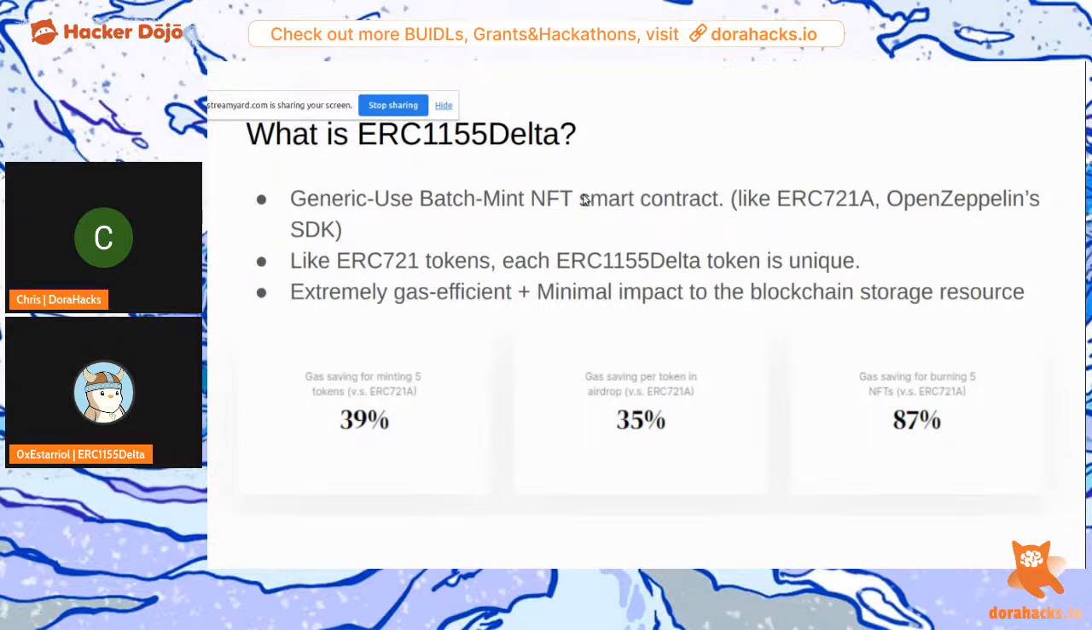It is just like the well-known ERC 721A from Team Azuki. ERC 1155 Delta is highly optimized and provides more gas saving than any existing solutions. Apart from that, it uses much less storage and thus has less impact on blockchain resources, which is good for node operators. Even though ERC 1155 Delta uses ERC 1155 as its interface, each ERC 1155 Delta token is unique, just like any ERC 721 token.